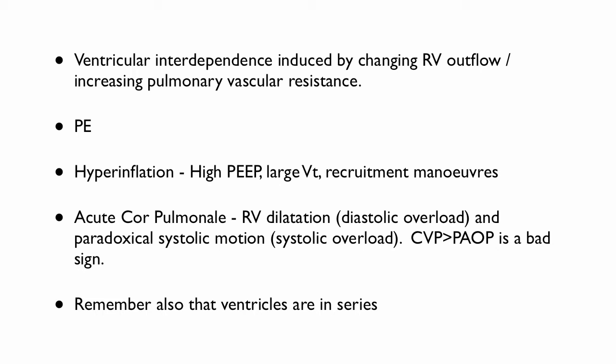The other thing to remember is that the ventricles are in series. Most of what we've been talking about is referred to as parallel interdependence, and then there's also series interdependence. The filling of the left ventricle is not only impaired by the fact that the right ventricle is squashing it, but also if the right ventricle is not pumping much blood through the lungs, then there's not going to be much filling coming to the left side. So there are two mechanisms for the underfilling of the left ventricle.